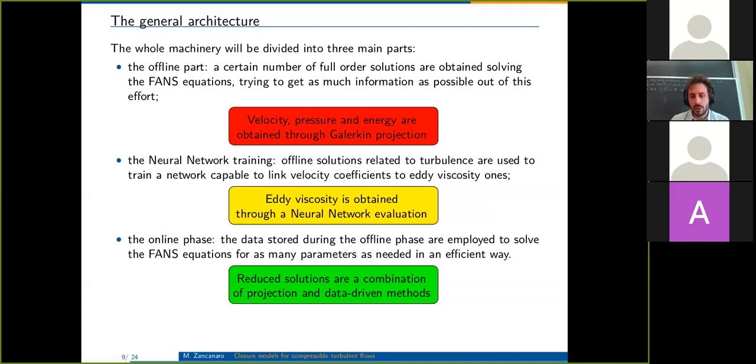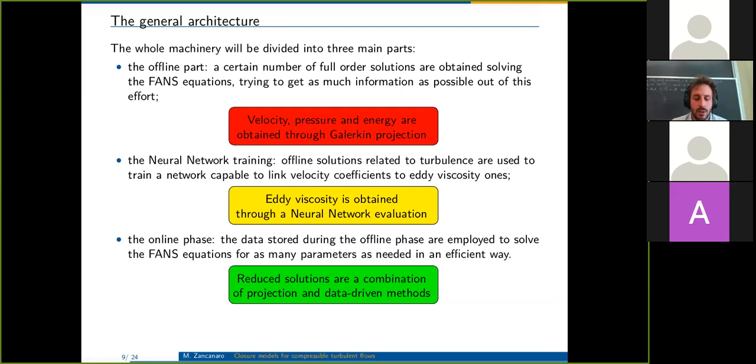so that you can use those solutions to solve in a more efficient way the equations for some other values of the parameter. So since we want our model to be as general as possible, we don't want to be dependent, let's say, on the turbulence model that we have chosen.